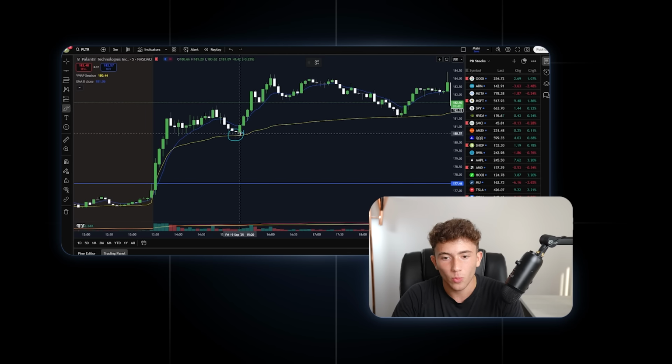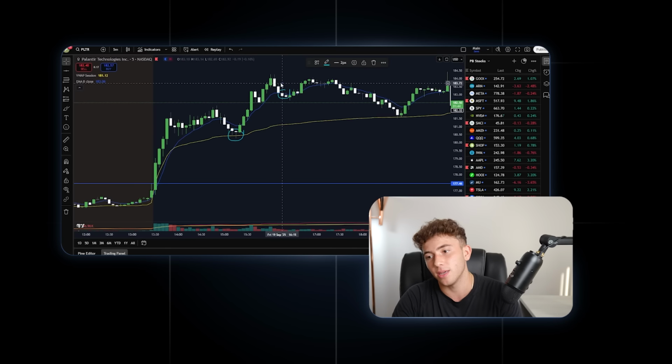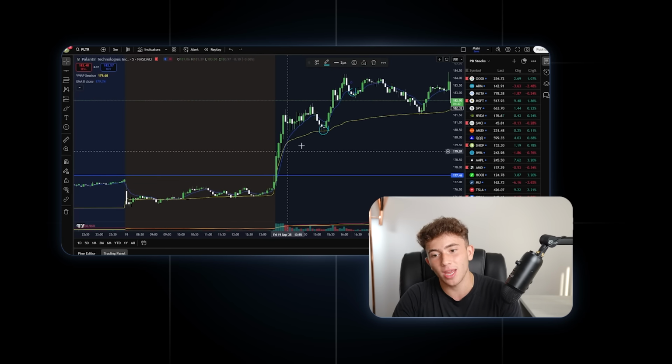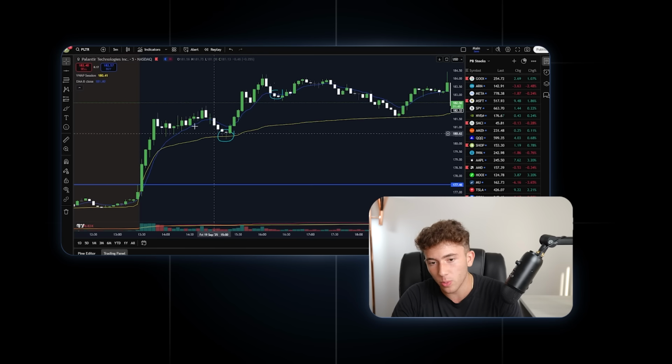Then what happens? We get a huge rip. We're above the EMA, and we don't break under the EMA until right here. That's a really nice trade, and it doesn't get simpler than that, because if we got under VWAP, we would have just taken the loss. It didn't though. We caught a nice win.